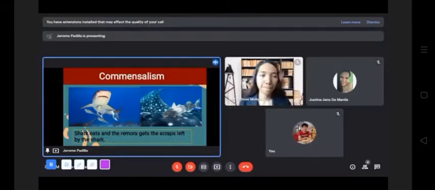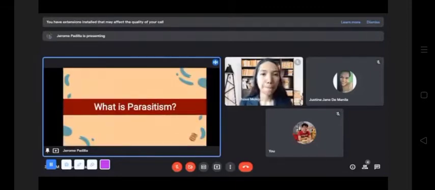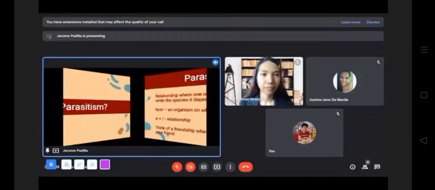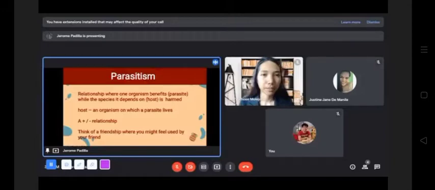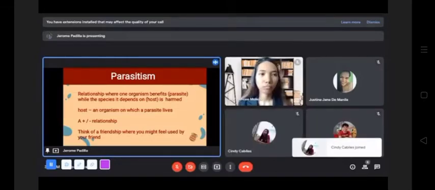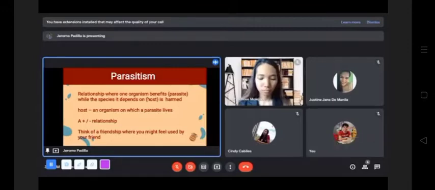The next one we're going to tackle is parasitism. Parasitism is when one species harms the other. The host is the organism on which a parasite lives. Think again of a friendship where you might feel used by your friend. Gigamit ra ka sa imong friend. So, di ba? Ang isa maka-benefit, the other being affected.